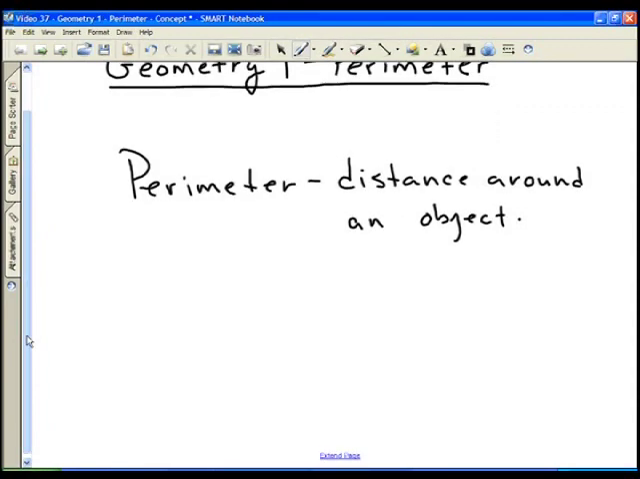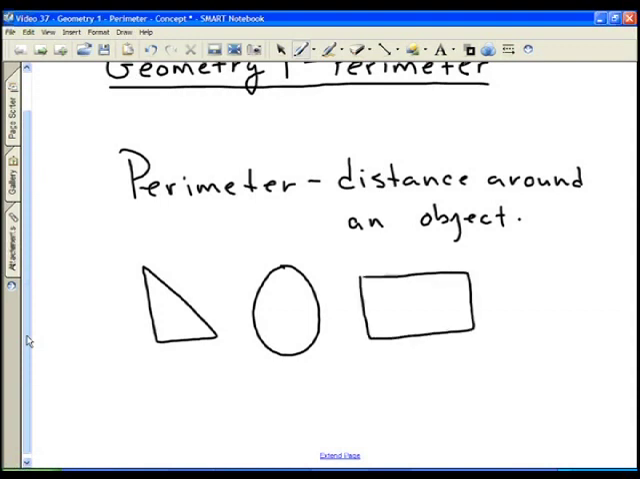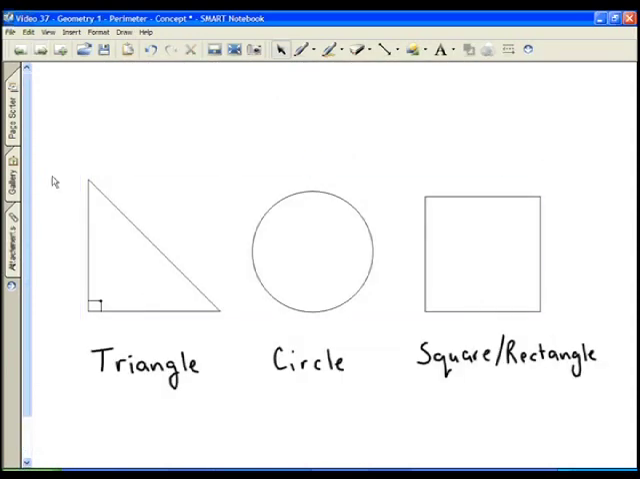We're going to concentrate on three main shapes: triangle, circle, and a rectangle, or a square. So we're going to take a look at these three shapes, and what we're going to do is calculate the distance around the outside. Now for that, we're going to actually do some measuring. And I've got three objects here: a triangle, a circle, and in this case a square, but a rectangle would be the same type of figure.